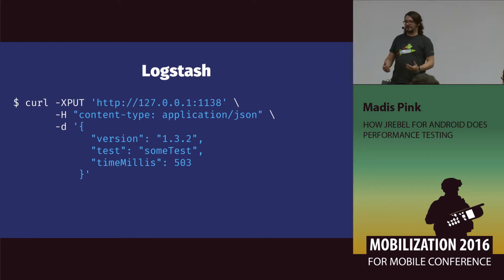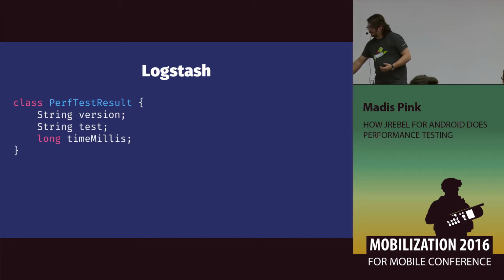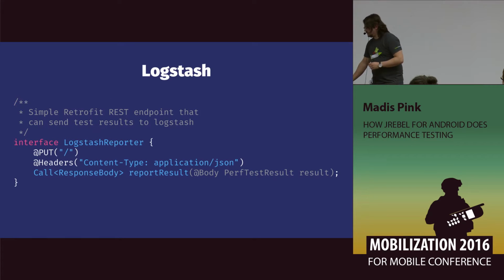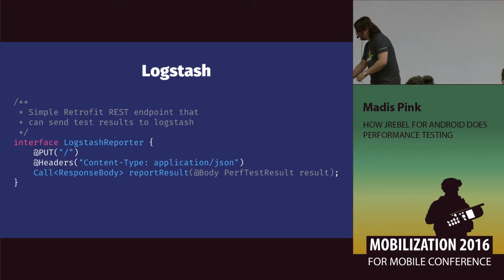Of course, using curl is a bit cumbersome. So if you're from the Android world, you would probably create a simple POJO or a Java object. We need to know the version, we need to know the test name, and we need to know the measurement, time millis, for instance. And then you can just use Retrofit to populate Elasticsearch with data. I hope most of you know about Retrofit. If you don't, then definitely check it out. It's an awesome way to interface with REST stuff.